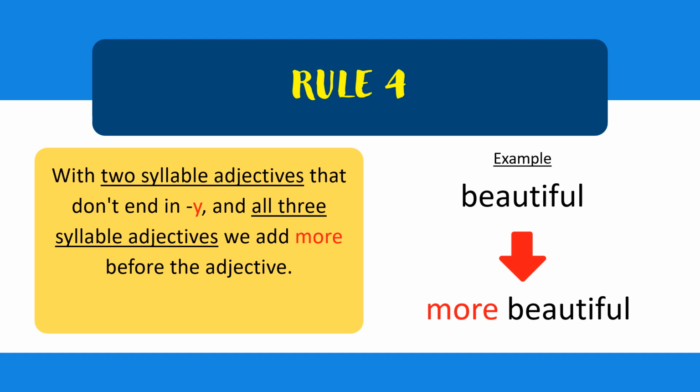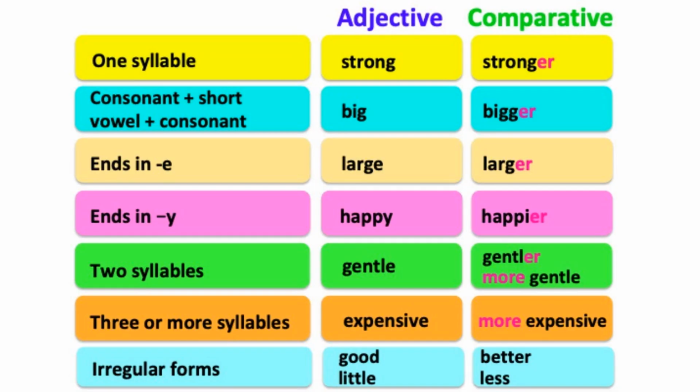Here we have rule number 4. With two-syllable adjectives that don't end in Y and all three-syllable adjectives, we add more before the adjective. For example, beautiful, more beautiful. Here we have a summary of all the rules that we have seen before.